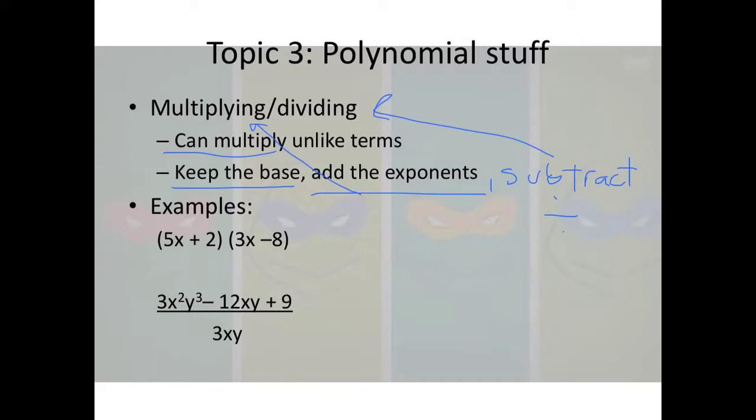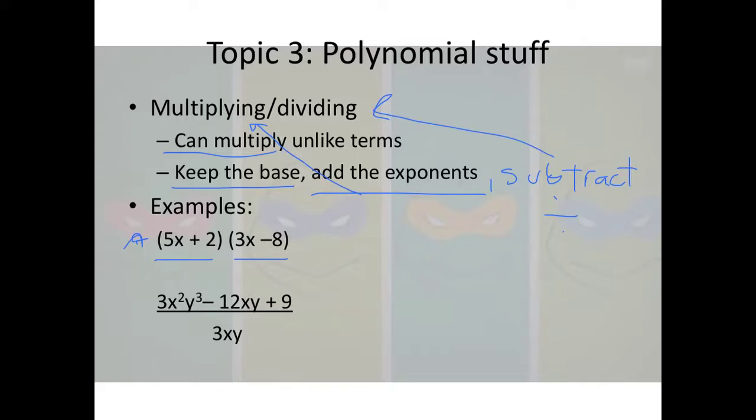Like this. This is 5x plus 2 times 3x minus 8. We are multiplying a binomial times a binomial. So what I want to hear from you guys is a bunch of distribution ninja. Okay? Give them a try. Just this first one. We'll hit pause and we'll talk about the second one in a second.